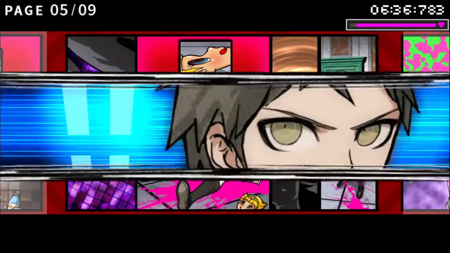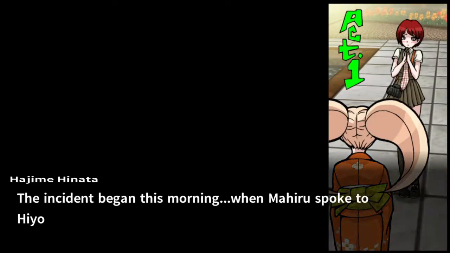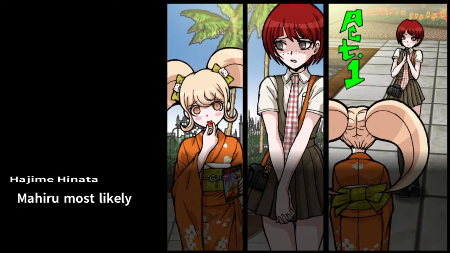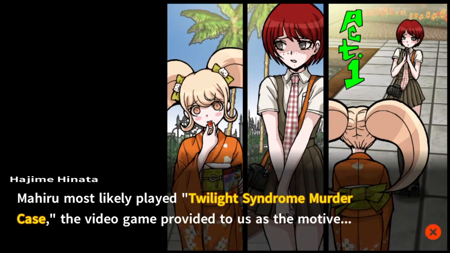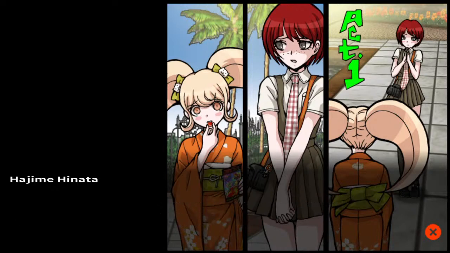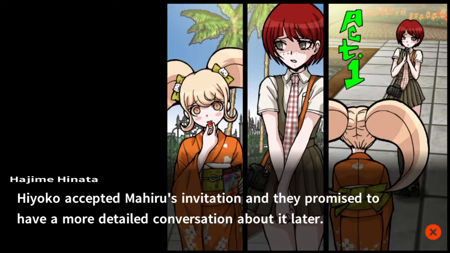Here's everything that happened in this case. The incident began this morning when Mahiru spoke to Hiyoko. Mahiru most likely played Twilight Syndrome Murder Case, the video game provided to us as the motive. She probably wanted to discuss it with someone else who also appeared in the game as a character. Hiyoko accepted Mahiru's invitation, and they promised to have a more detailed conversation about it later.